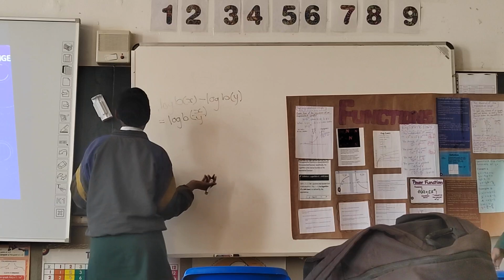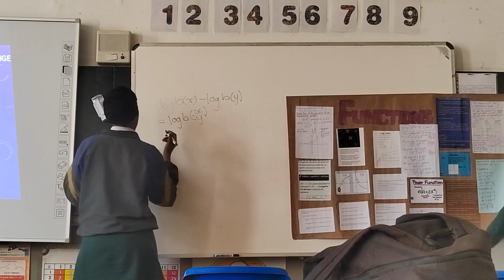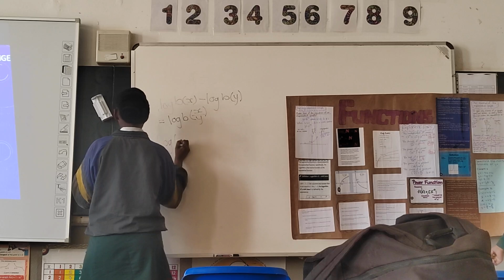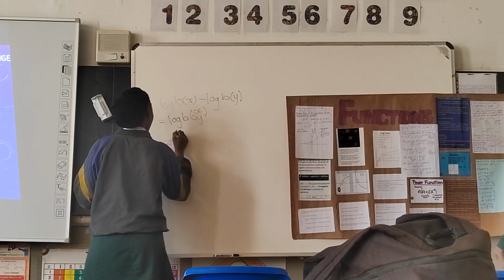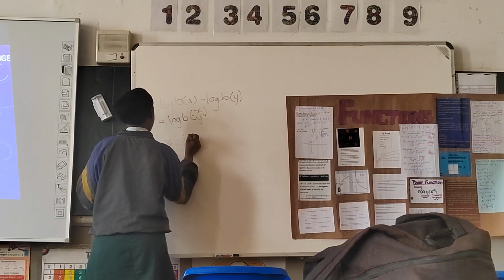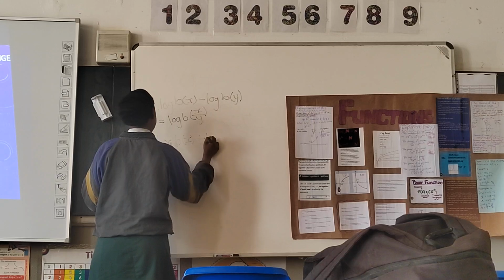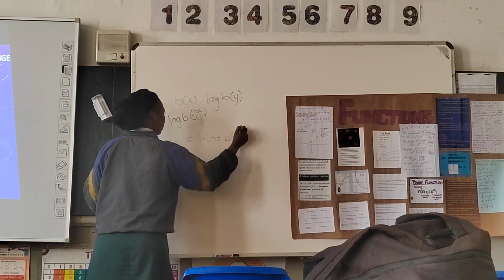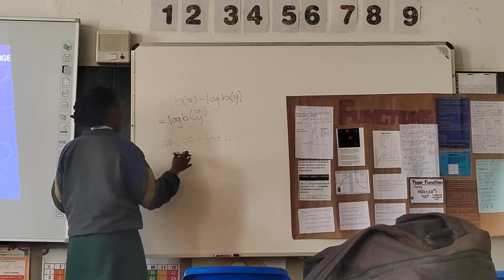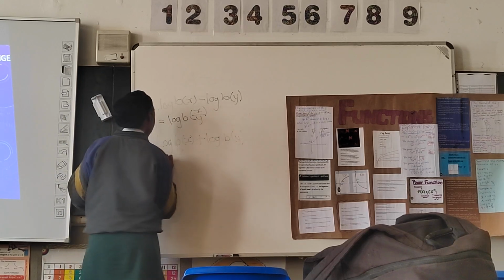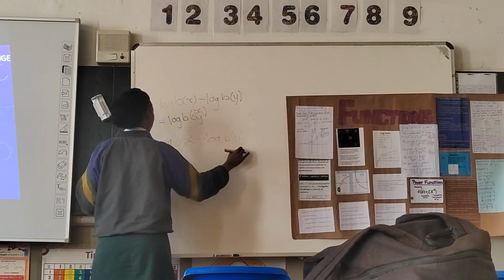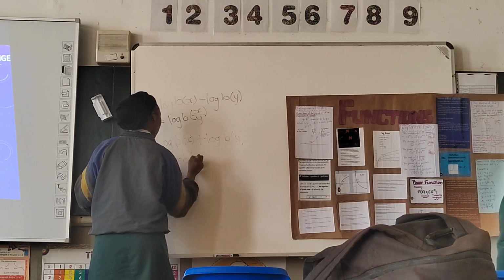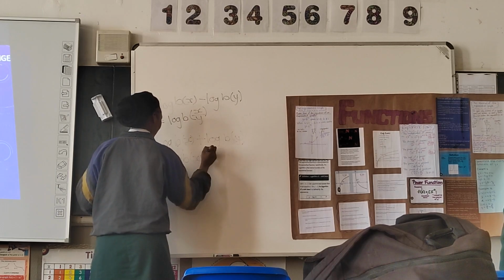So another law is the product law. The other law is log base b of x plus log base b of y. So since we are adding, the product is we're going to multiply the variables. So we're going to get log base b of xy. Okay.